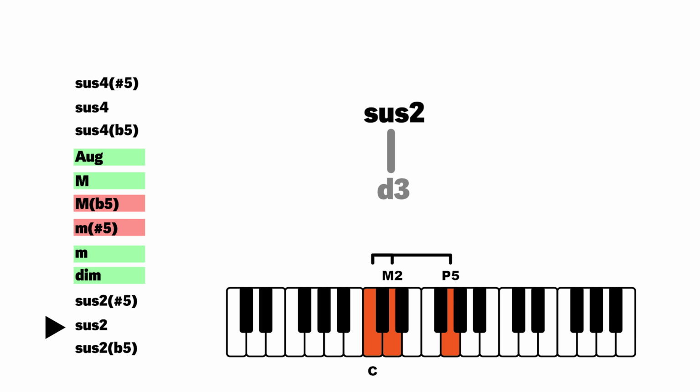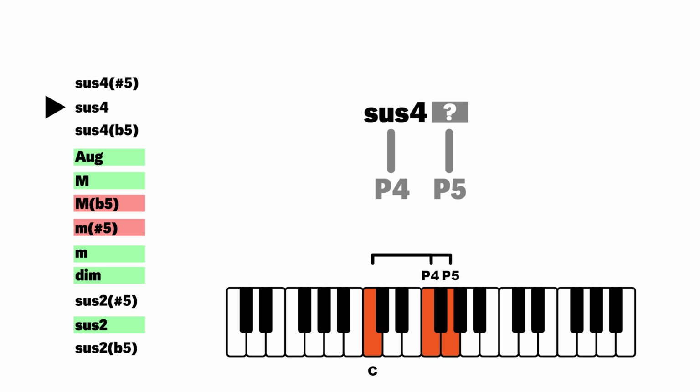Sus2 chord. This chord replaces the third with a major second. You can think of it as lowering the third by a whole step. The fifth isn't written out, so again, we assume the default, perfect fifth. This is also a commonly used chord. Sus4 chord. This chord replaces the third with a perfect fourth. You can think of it as a substitute for an augmented third. The fifth isn't written out, so we assume the default perfect fifth. This is also a commonly used chord.